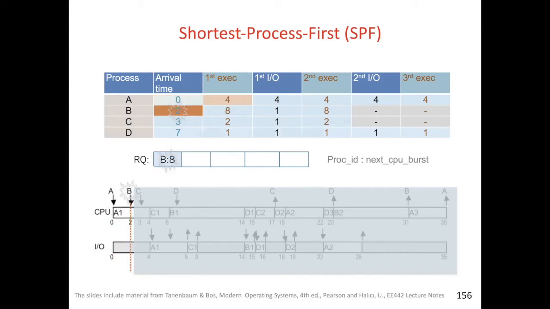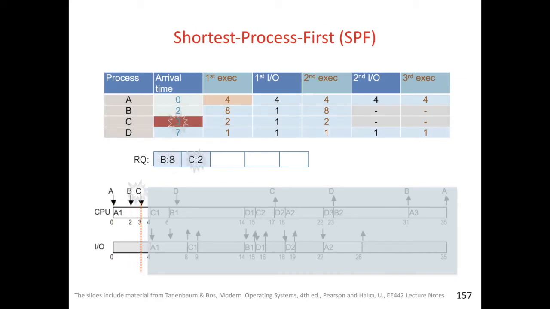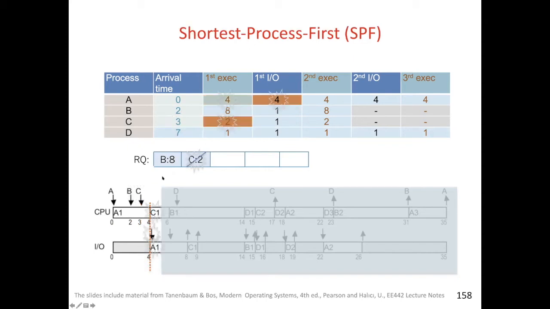While A is executing, process B arrives at time 2. Then at time 3, process C arrives. Both of them are entered to the ready queue. The next CPU burst for B is 8, and the next CPU burst time for process C is 2. Then at time 4, process A finishes its first execution.